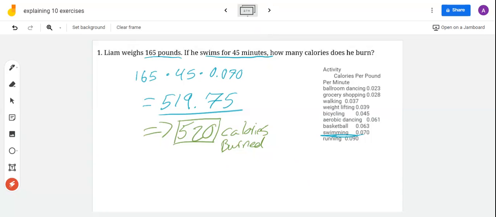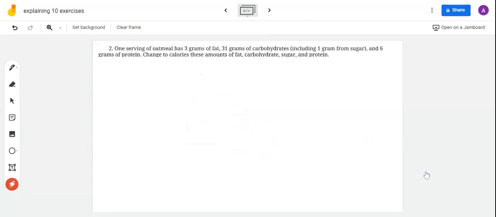So I would say that the answer would be 520 calories burned. Actually, I'm going to look at this real quick to double check that that would indeed be the right answer. You guys can only see what's on my Jamboard. Apologies for that. The actual multiple choice sheet for the calories 10 exercises does not have any decimal points for question 1. All right, so you would be rounding it up to 520. Let's move on to question 2.